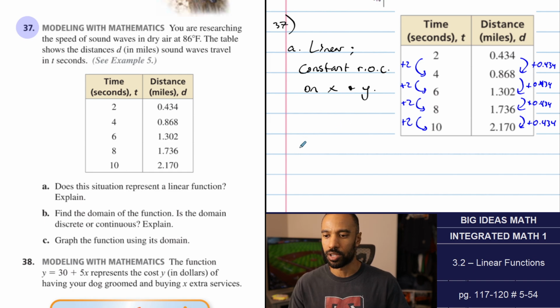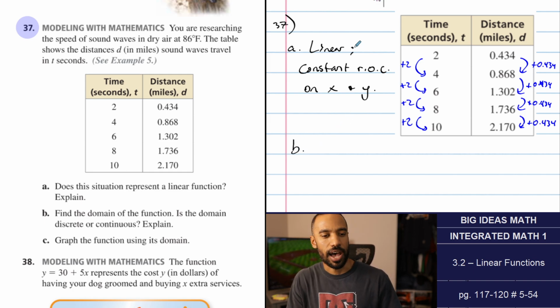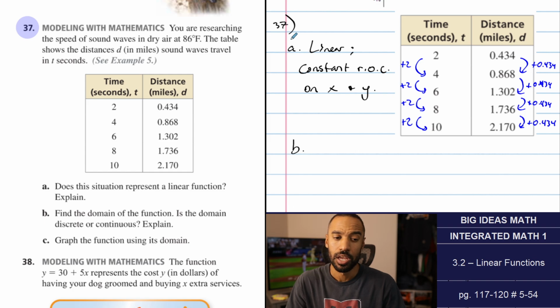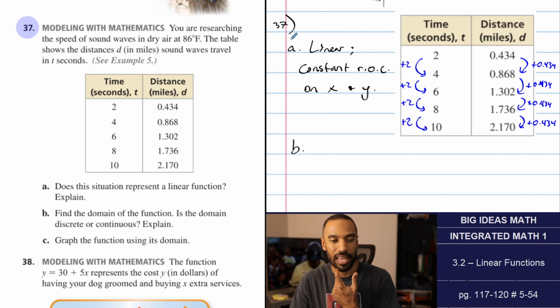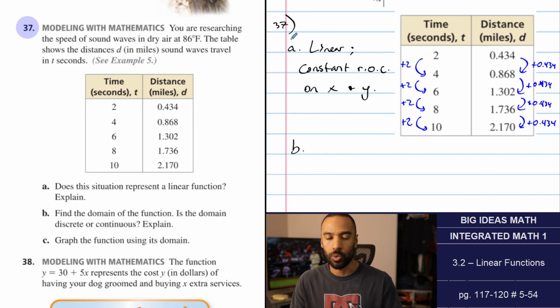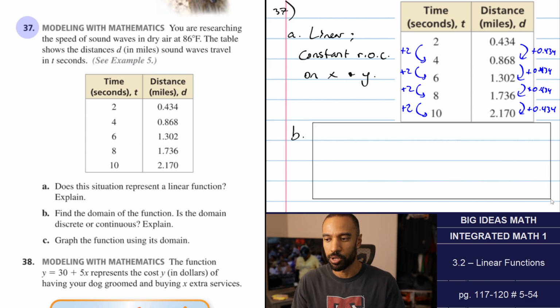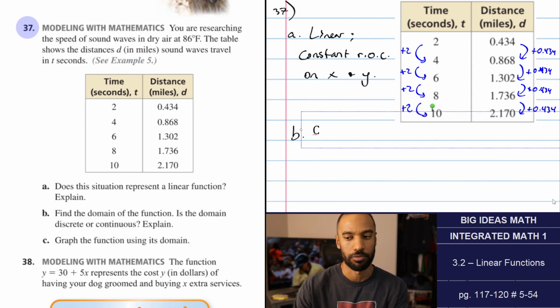Is the domain discrete or continuous? Explain. Well, this is time. Let's see it again. You're researching the speed of sound waves in dry air at 86 degrees Fahrenheit. This shows the distances sound waves travel in t seconds. So we measured these things here, but it's totally continuous. There's a 1 second mark and a 0 second mark and a fraction of a second mark and things like that, that the sound can travel over that time. Again, time generally not only represents inputs, but also continuous relations, or functions in this case.